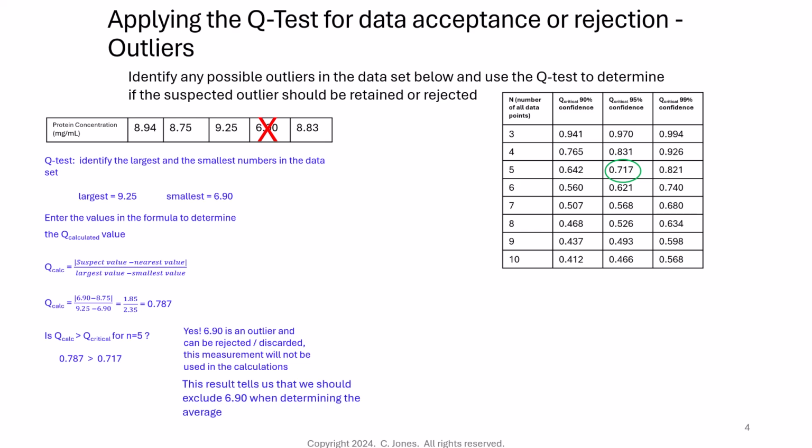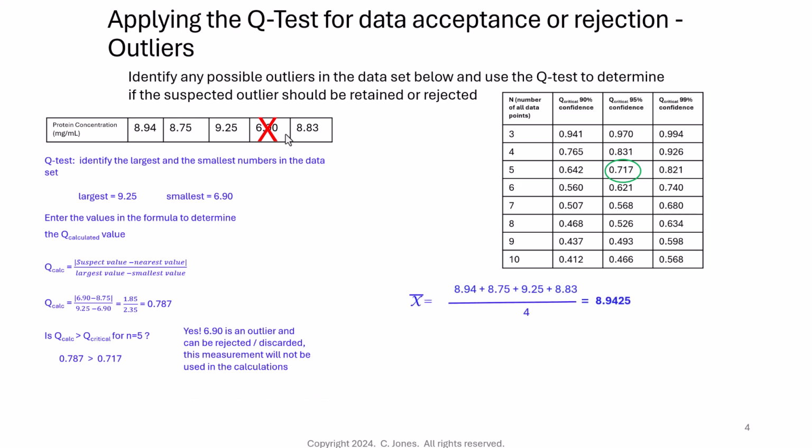All right. So that means we're now going to redetermine the average, omitting the outlier. And again, we would actually determine if a number is an outlier before we do any calculations of the average or the standard deviation. The first thing to do is to identify and decide whether or not an outlier should be retained or discarded. So now we're going to redo our calculation. 8.94 plus 8.75 plus 9.25 plus 8.83. We've discarded the 6.90, and now we only have 4 values that we've added together. So we do that on our calculator.